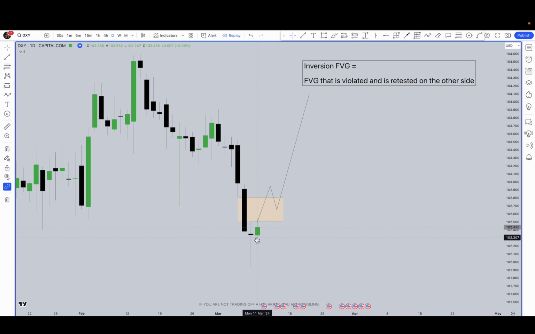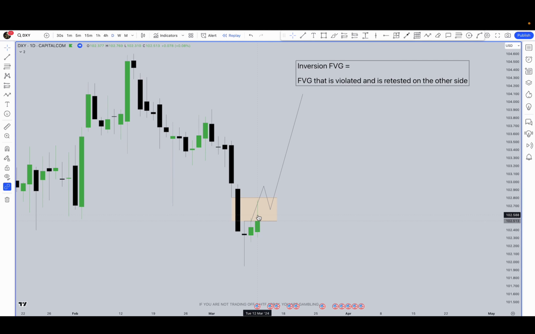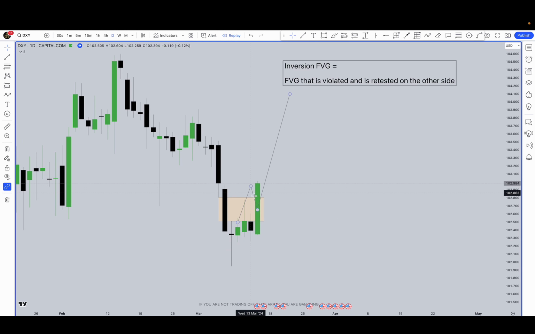This example is the DXY from March, and we'll take a look at how this plays out in real time. Price trades inside the value gap. Now it's respecting, so this is still a SIBI. We can still use it as a SIBI, but now we see a close above the value gap. So now we know this is not going to be respected, and we can look at using this as an inversion fair value gap.